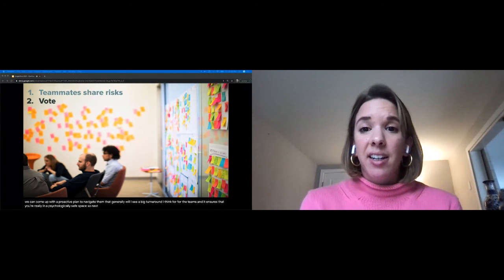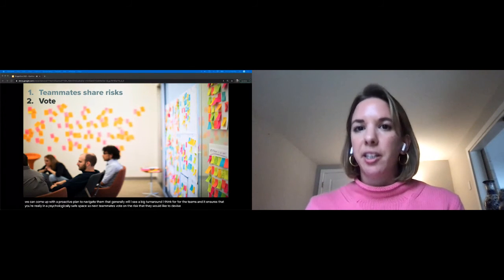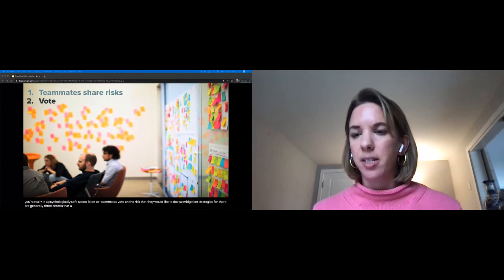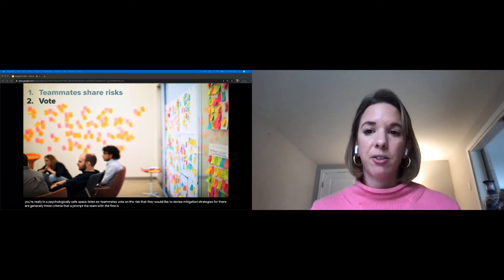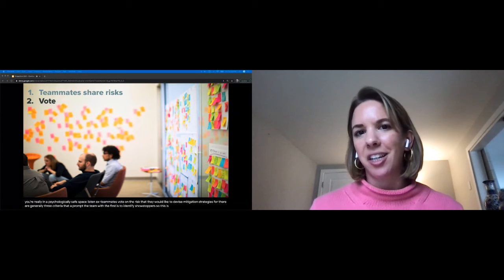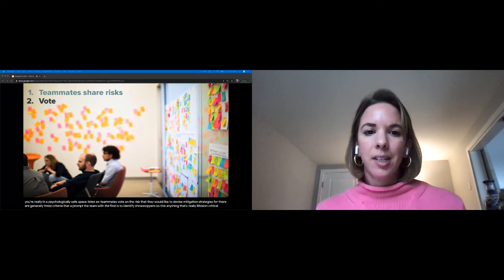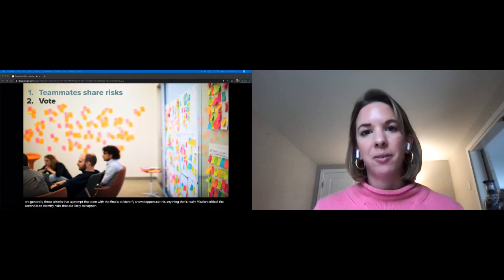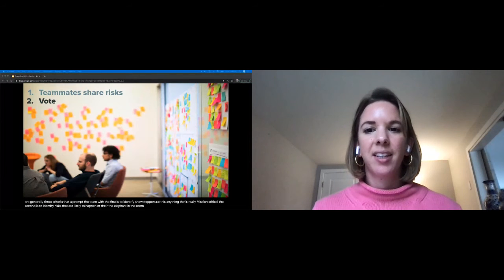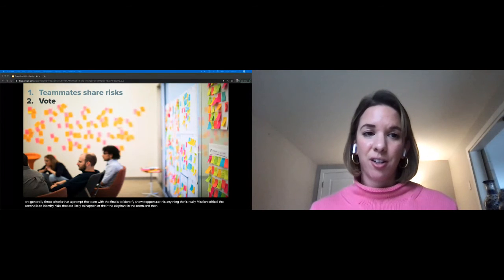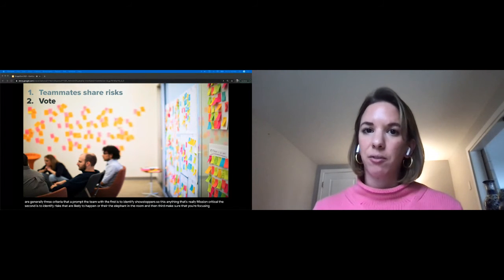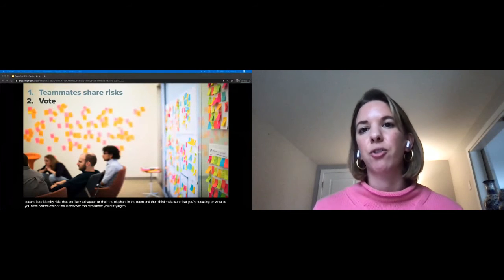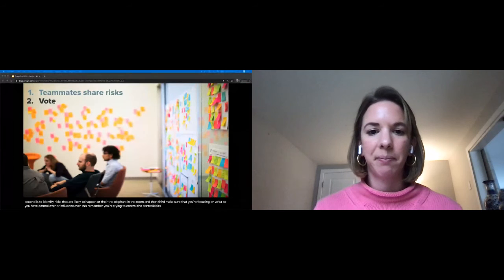So next, teammates vote on the risks that they would like to devise mitigation strategies for. And there are generally 3 criteria that I'll prompt the team with. The first is to identify showstoppers, so this is anything that's really mission critical. The second is to identify risks that are likely to happen, or they're the elephant in the room. And then third, make sure that you're focusing on risks that you have control over or influence over. Because remember, you're trying to control the controllables throughout this process.